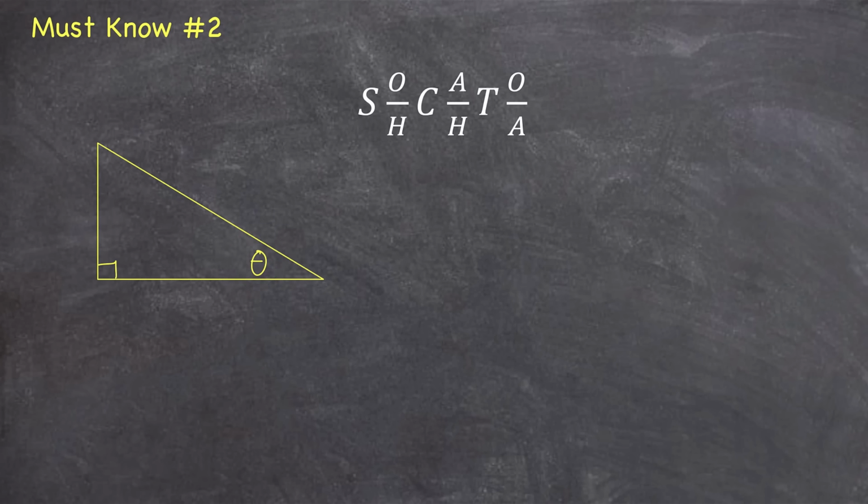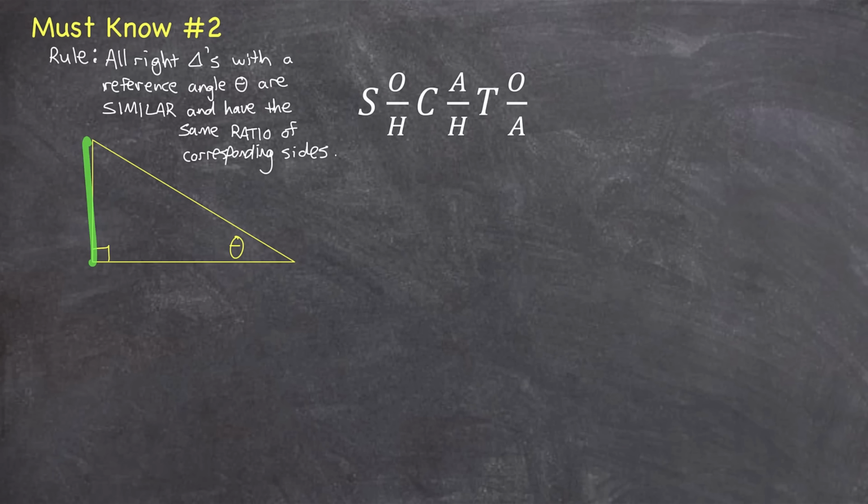All other right triangles with this same reference angle theta would be similar to each other, right? No matter how much I change the size of this triangle, as long as I keep that angle theta the same, it has the exact same shape, meaning the triangles are similar. Which means, based on what we know about similar triangles, they would have the same ratios of corresponding sides.